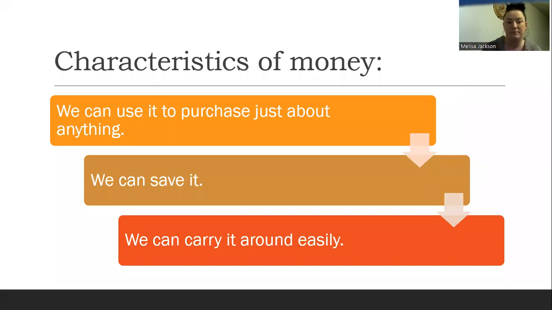We can save it. Unlike other things, we can save it in a variety of different ways. You can put it under your pillow. You can put it in a variety of different bank accounts and accrue interest on it. You can save your money if that's what you choose to do, and then you don't have to use it for anything else.